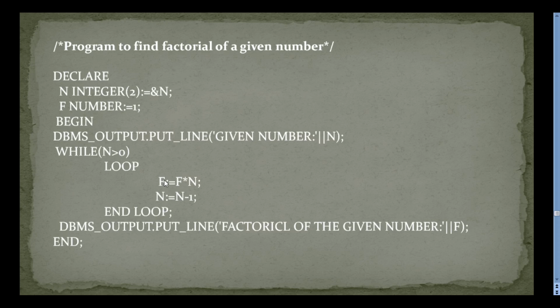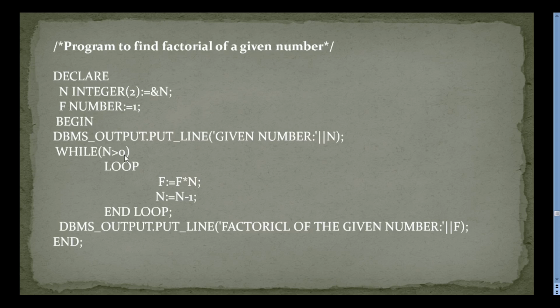First of all, what is the f value? 1. f equal to 1 into 5, if you enter the value 5. Then f equals 5. So n equal to n minus 1, 5 minus 1 means 4. Again, 4 greater than 0. Then f equals the already existing f value 5 into 4, 20. And n becomes 3.